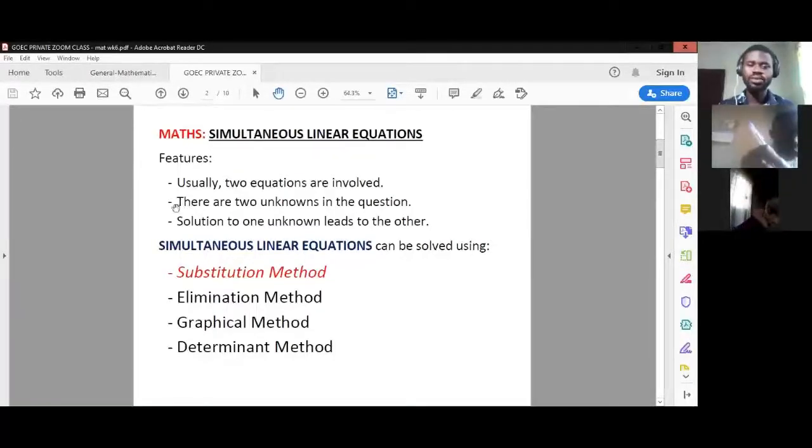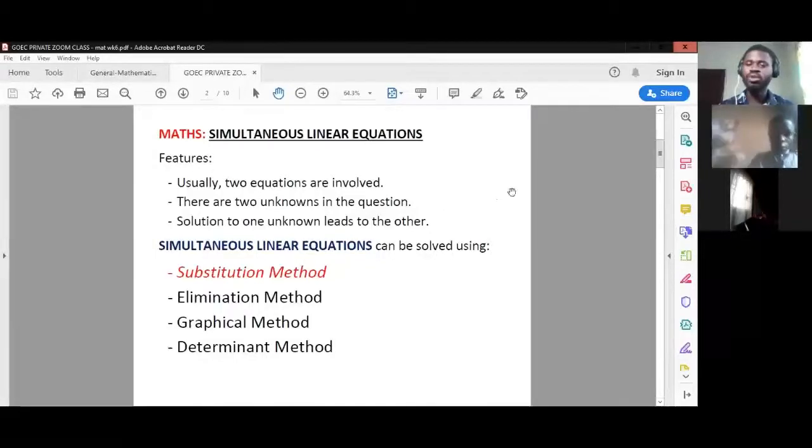Then number two, another feature that they have is that there are two unknowns in the question. So you will see two unknowns. In the two equations, you see x and y, or you see m and n, or you see a and b. You definitely see two unknowns.